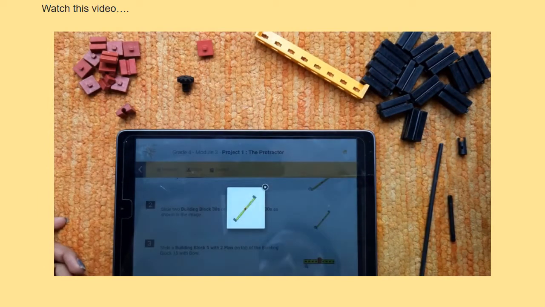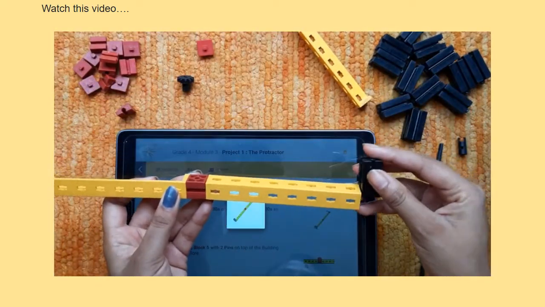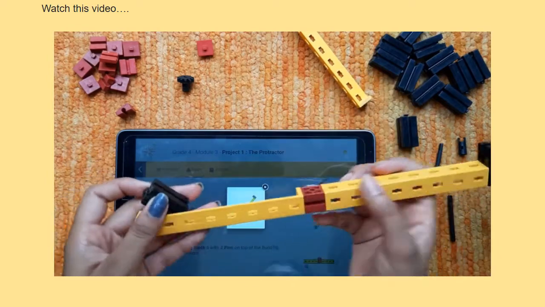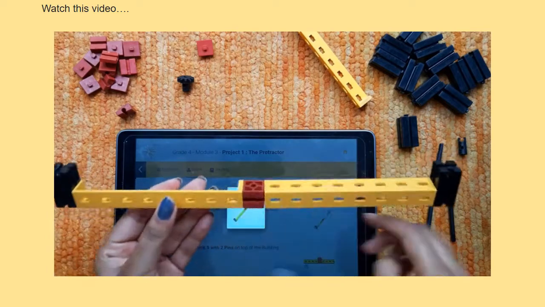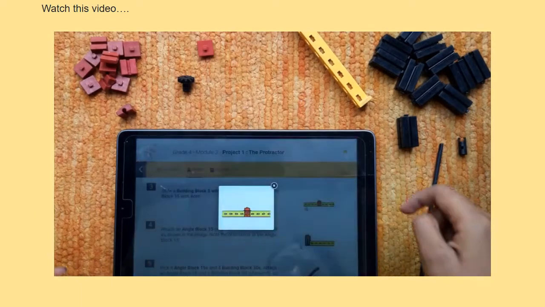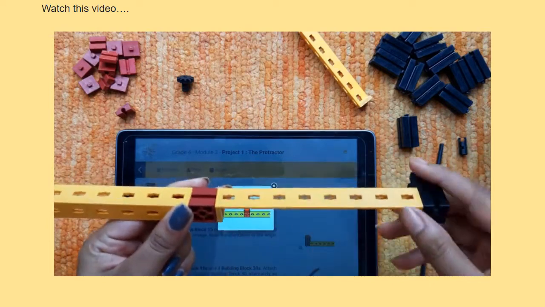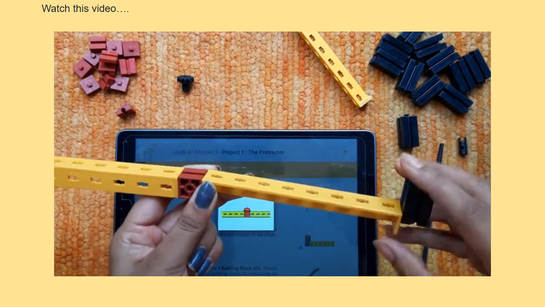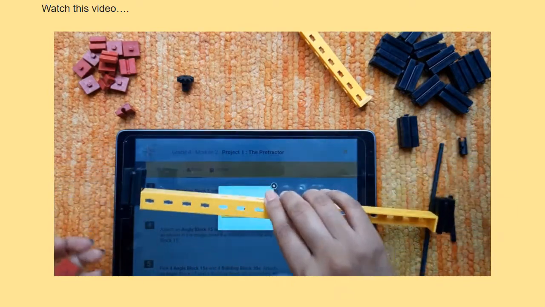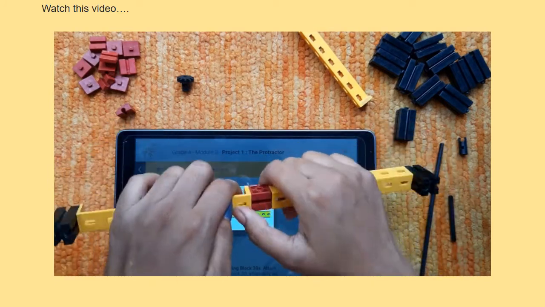Moving to the next step, slide the two building block 30s on the angle girder 120 as shown in the image. So here I am attaching building block 30s. I need to see the orientation of the blocks. Next step is slide a building block 5 with 2 pins on top of the building block 15 with bore. So on this building block 15 with bore, let me adjust this. Okay, now it is okay. Here I am attaching building block 5 with 2 pins.